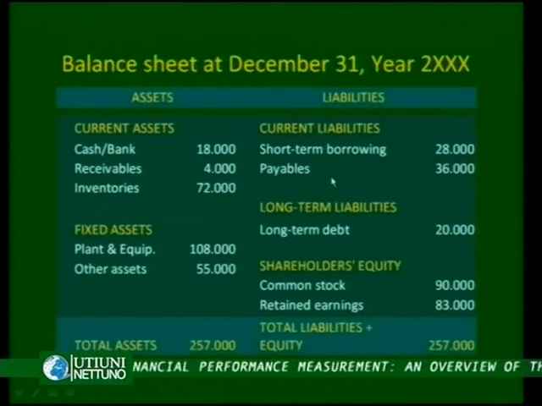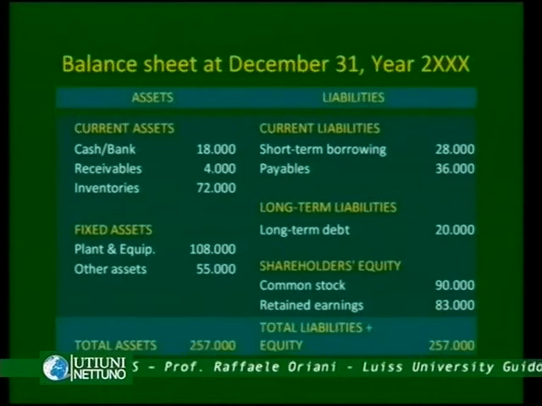$257,000. On the right side of the balance sheet, we have the sources of funding that have been used to fund these assets, and that we have already discussed in the previous classes. In particular, we find liabilities and equity.